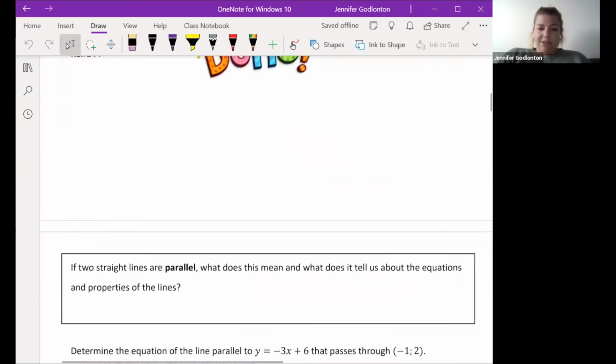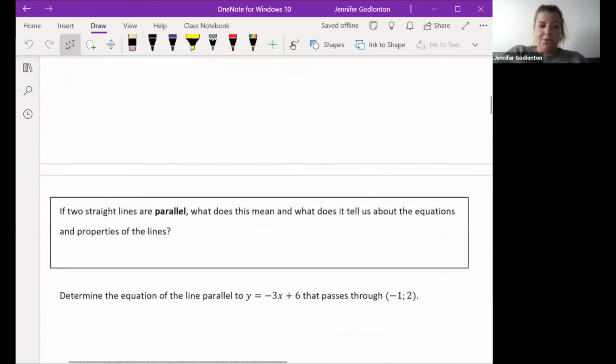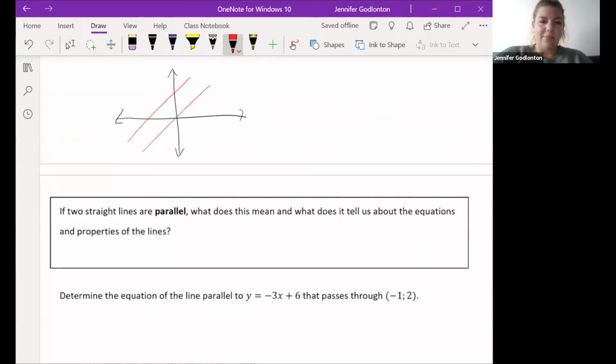The first little thing that I want to talk about is what is in this box. If two straight lines are parallel, what does this mean? What does it tell us about the equations and the properties of the lines? Let me just draw a quick Cartesian plane for you. There's a Cartesian plane, and I've got two lines that are parallel to each other. This is line A and this is line B. What would those two lines have in common with each other?